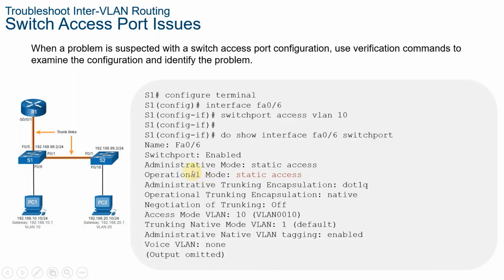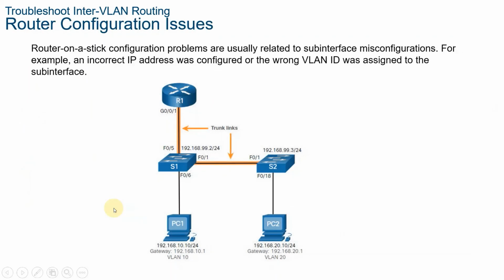Okay, now the FA06 port has been configured as an access port as indicated by static access. However, it appears that it has not been configured to be in VLAN 10. So verify the configuration on the interface. Assign port FA06 to VLAN 10 and verify port assignment. So PC1 is now able to communicate with hosts on other VLANs. In this case, PC2.